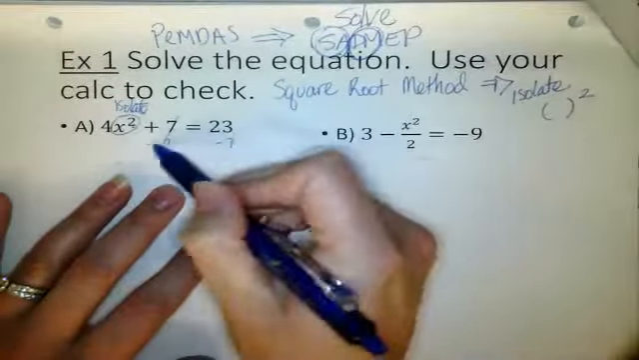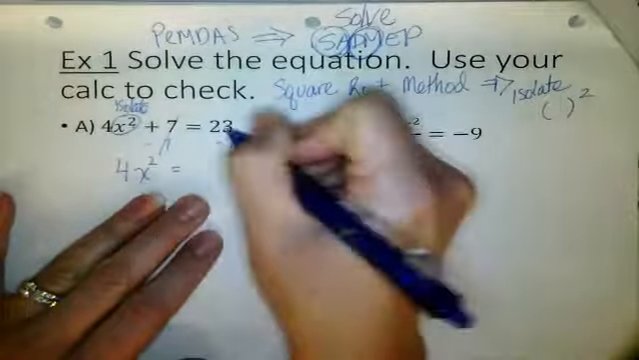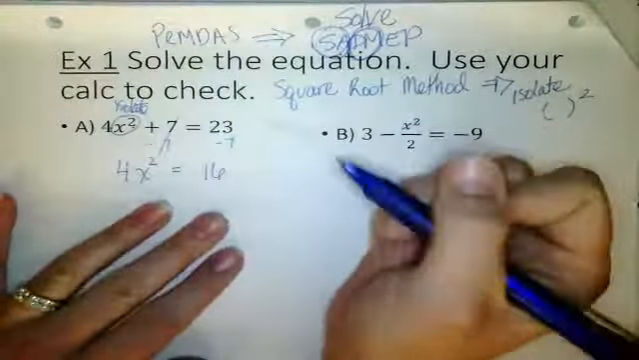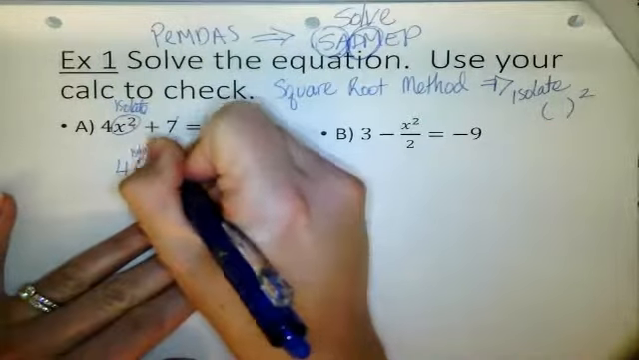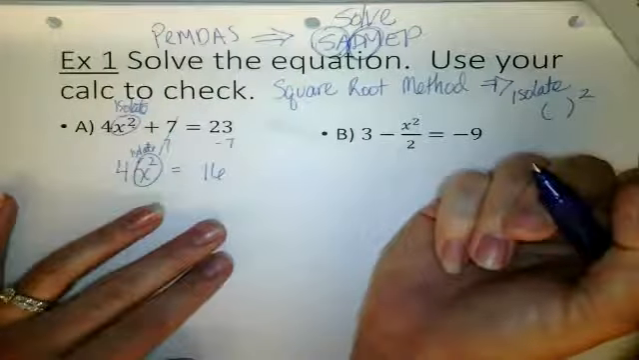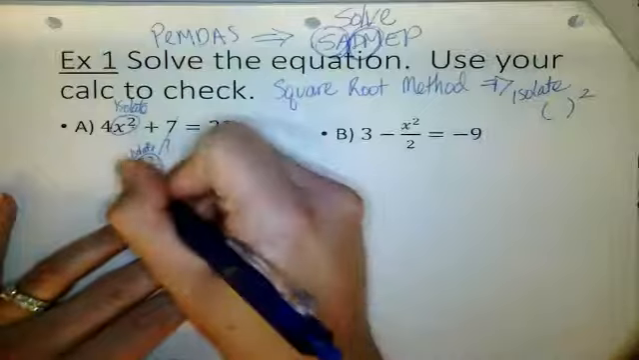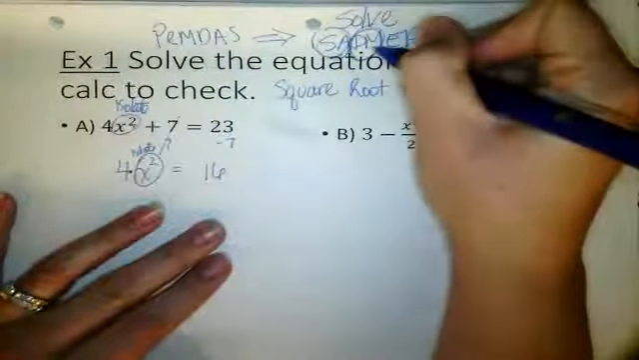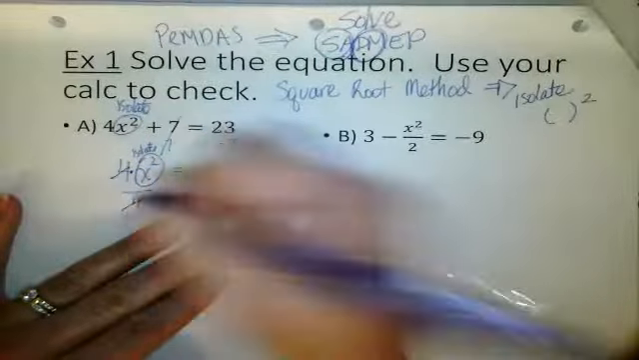So the first thing we're going to do is subtract 7. That gives me 4x squared equals, what's 23 minus 7? 16. All right. Again, our goal is still to isolate that x squared. So what do we want to get rid of now? The 4. How are we going to get rid of the 4? Divide. Yeah, this is 4 times the x squared. So we're going to do some multiplying and dividing. We're going to divide by 4 on both sides.